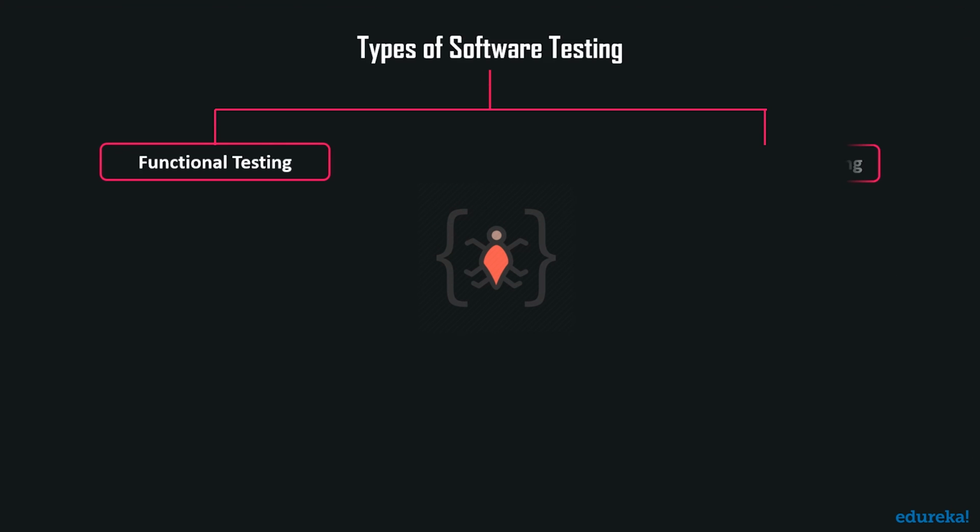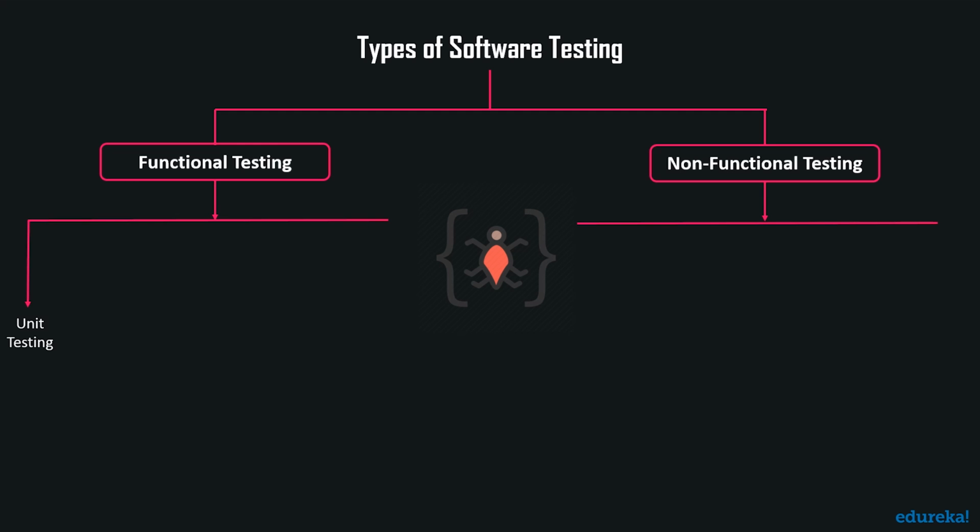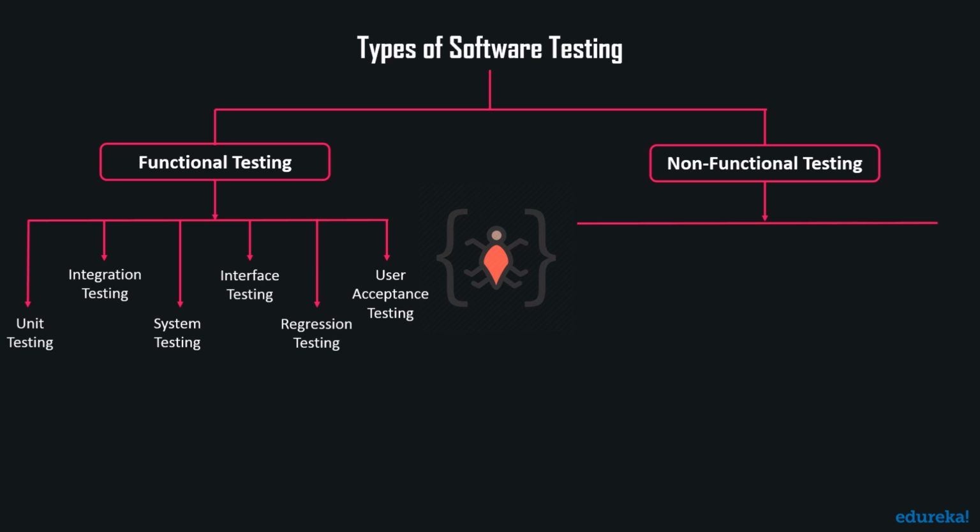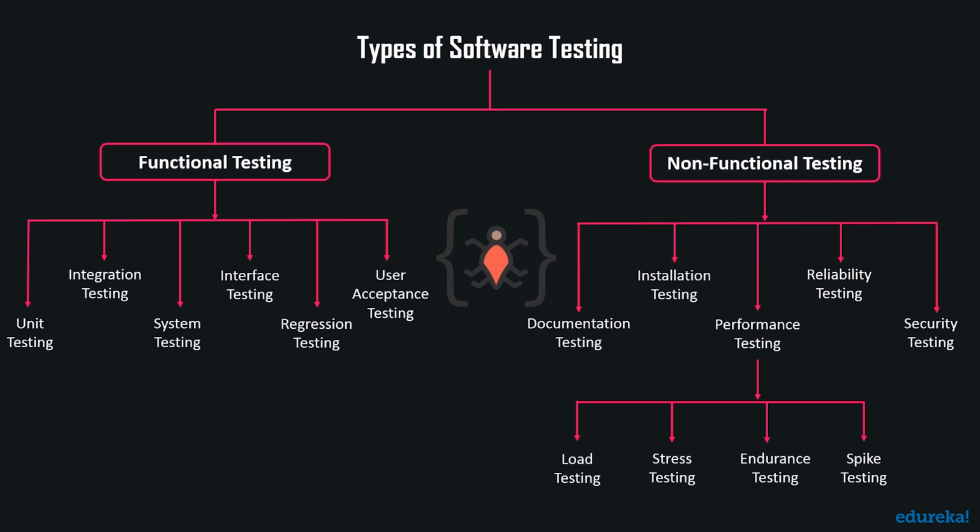Now, functional testing and non functional testing are the two kinds of testing that are performed by the QA or the software tester. The types of software testing are basically the key role where the tester determines the right testing for the apps. Under functional testing, we have unit testing, integration testing, system, interface, regression, and user acceptance testing. Under non functional testing, we have documentation, installation, performance, reliability, and security testing. Also, performance testing can be divided into load, stress, endurance, and spike testing. So now let's move ahead and have a look at all of these types of testing in detail.